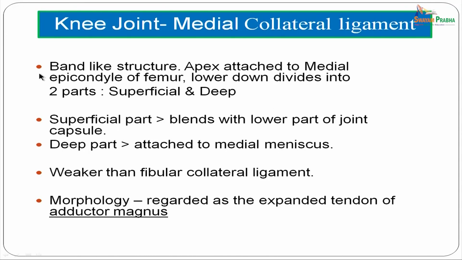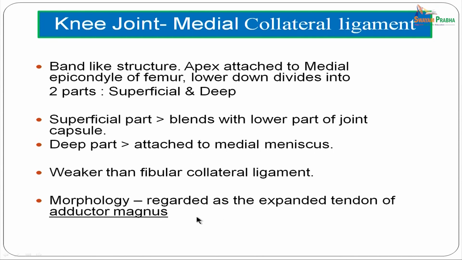So the medial collateral ligament is a band-like structure with the apex attached to the medial epicondyle of the femur. Lower down, it divides into two parts, a superficial part and a deep part. The superficial part blends with the lower part of the joint capsule, and the deep part is attached to the medial meniscus. It is weaker than the fibular collateral ligament, and the medial collateral ligament morphologically is regarded as the expanded tendon of adductor magnus.